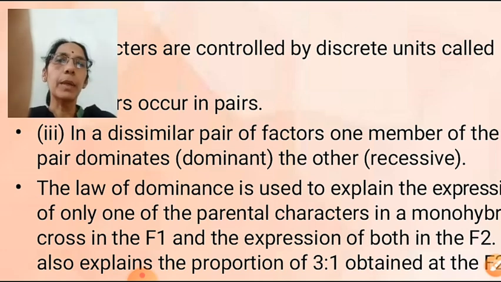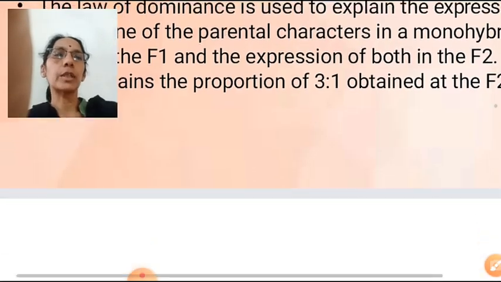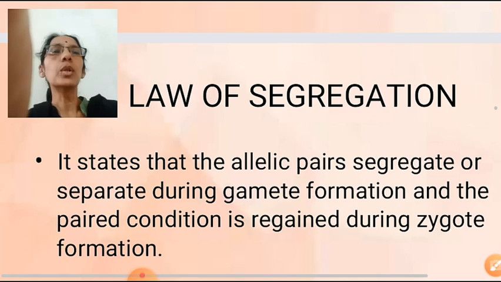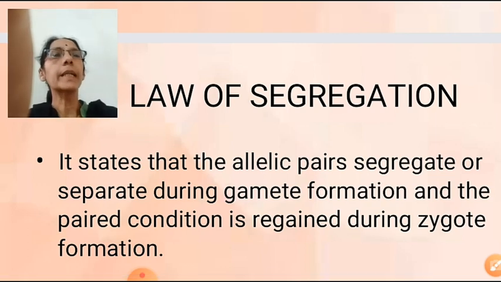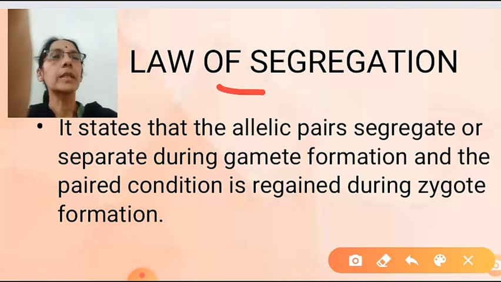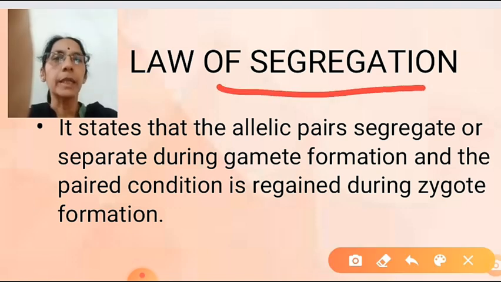So the example is of a monohybrid cross. Here the phenotypic ratio is 3:1, and the genotypic ratio is 1:2:1. Now the second law is called the law of segregation. It is the universally accepted law of inheritance. Mendel has proposed three laws. This is the second law, and it is the universally accepted law of inheritance.